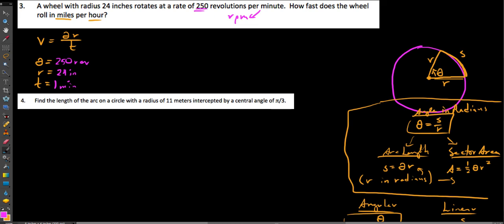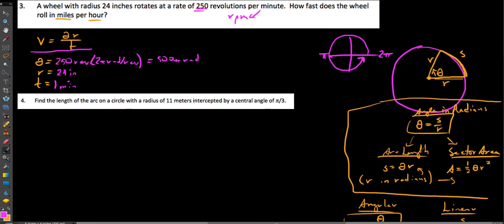Our angle needs to be in radians, and so recall that we talk about our 1 full rotation right here. That is a 2 pi rotation. So for every revolution we do, it's 2 pi radians. Well, if we have 250 revolutions, we'll take that times 2 pi rad per revolution. You don't have to write the units per se, but we do get 500 pi, and this would now be in radians, no longer in revolutions.